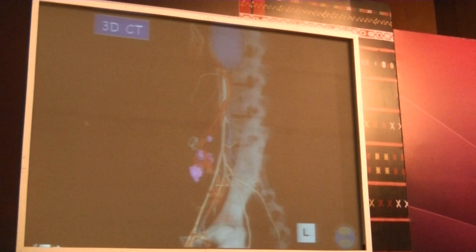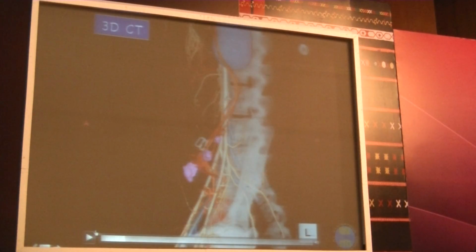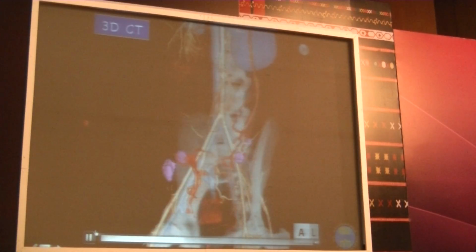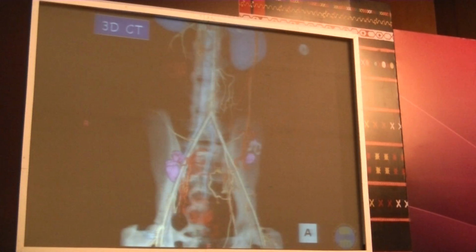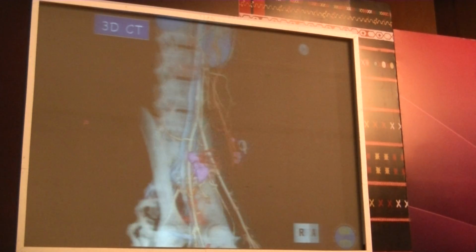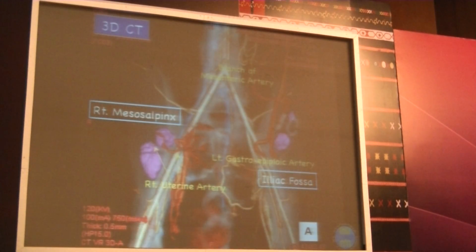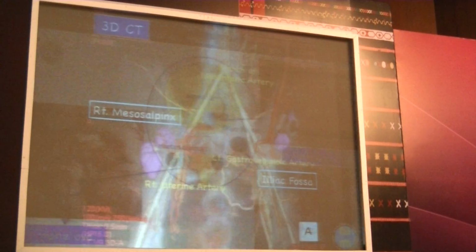This slide shows the 3D CT images, and we can confirm the distribution of new blood flow to the transplanted ovarian tissue. As you can see in this slide, again, we can confirm the distribution of new blood flow from the uterine artery and gastroepiploic artery.